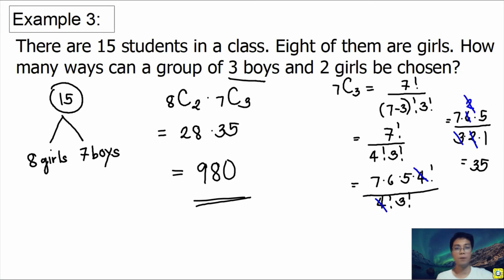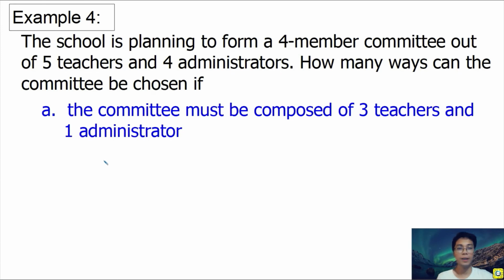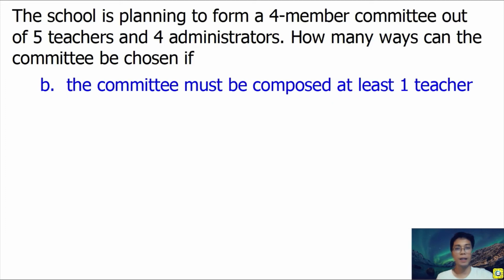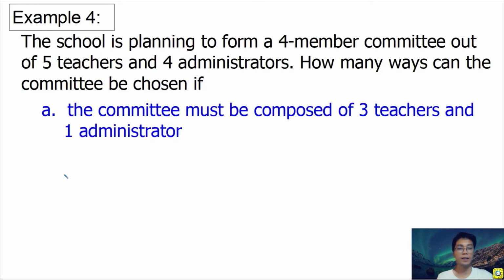Let's have our last example. Example number 4. Sa example number 4, A at B po yan. So, yung A natin, ito. Tapos, yung B natin, ayan. So, unahin muna natin si letter A, sagutan. So, here is the problem.